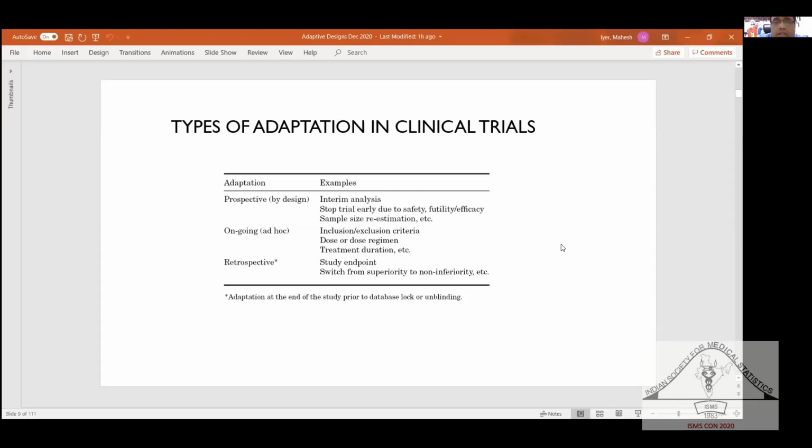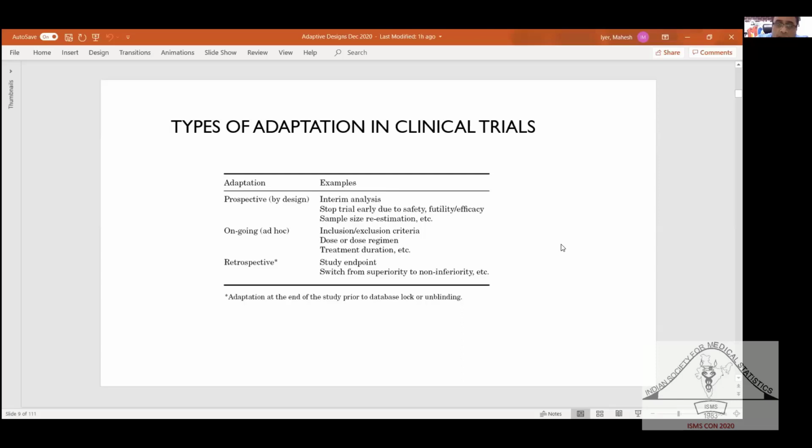The second one is ongoing, where the adaptation happens while the study is ongoing. For example, you may change the inclusion exclusion criteria. You may choose to add or delete a particular dose or dosing regimen. You may change the treatment duration. You may change the randomization ratio. All of these are ongoing ad hoc ones.